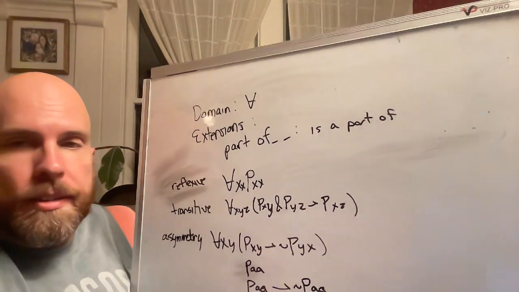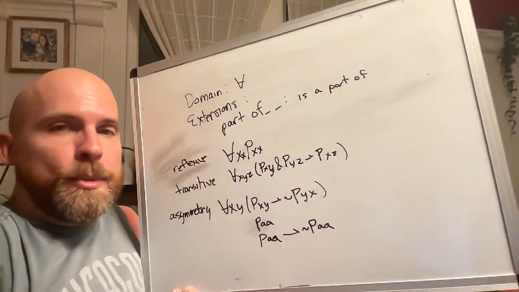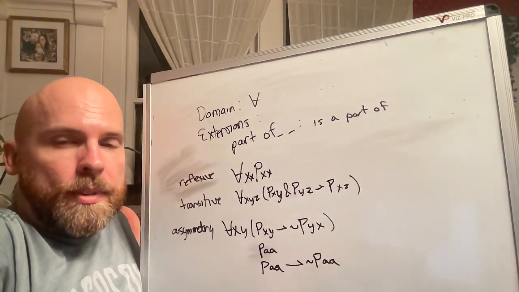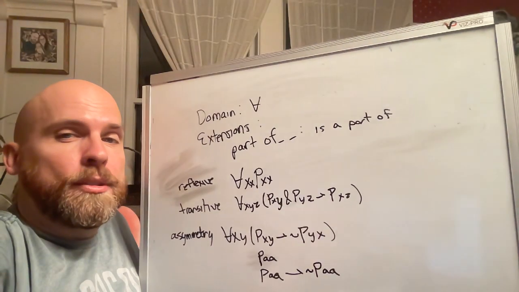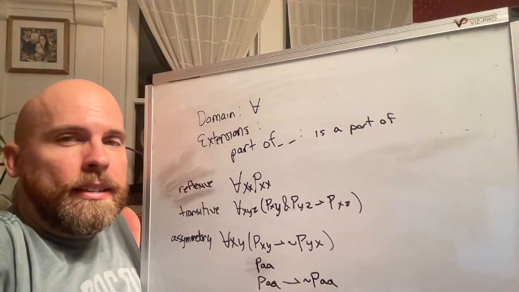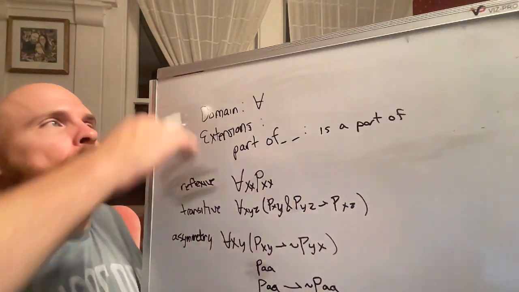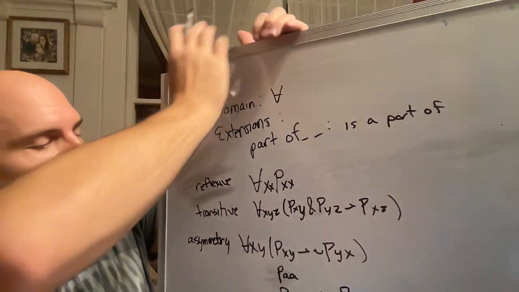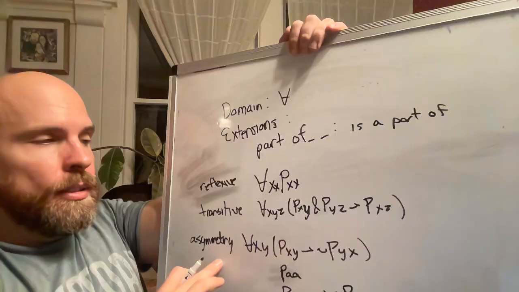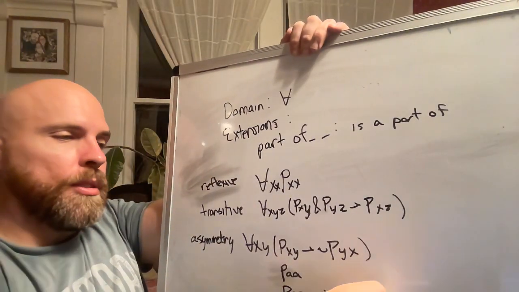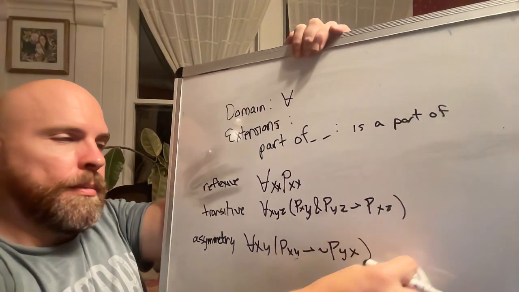what have I just done? With symmetry and reflexivity, PAA is true, and if PAA is true, then not PAA is true. Blatant contradiction. What does this show? Asymmetry right here is too strong. It allows us to generate a contradiction.